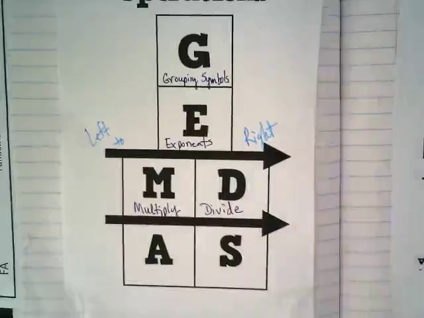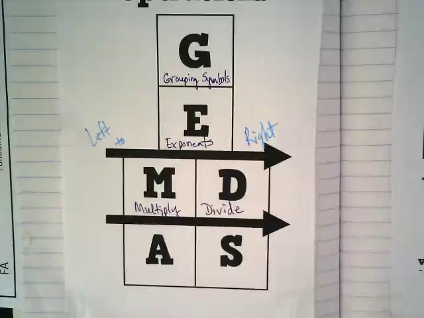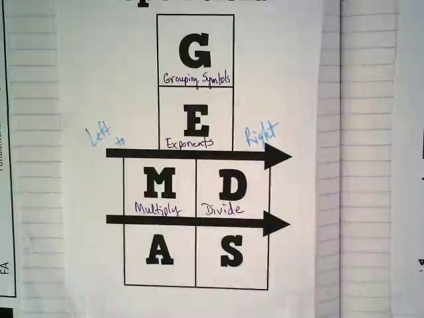So M goes first? Excuse me? M goes first if it's on the left. If division's on the left, division goes first. And we'll do some problems together to show that.